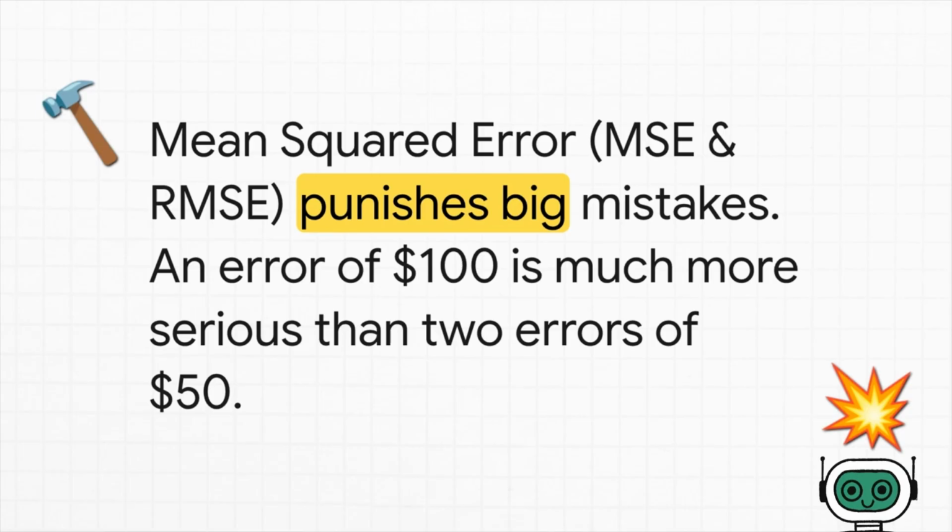Then you've got the heavy hammer. This is mean squared error, or MSE, and its cousin, root mean squared error, RMSE. This tool does not treat all errors equally. By squaring the residuals, it disproportionately punishes large mistakes. A single $100 error has a much bigger impact than two $50 errors.